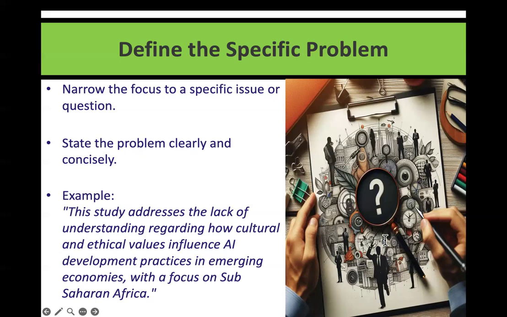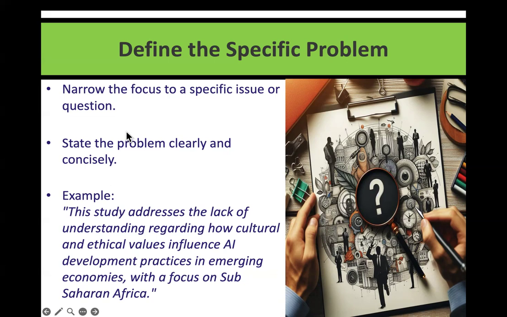To ensure that you define a specific problem, you have to try to narrow the focus. That's the first step. You identify the specific problem by narrowing the focus. Basically, you see that in the introduction, you start with your broad area of interest, and then you zoom in on a specific issue or a question. So in this example, we present an example of how we define a specific problem. We say, this study addresses the lack of understanding regarding how cultural and ethical values influence AI development practices in emerging economies. We will focus on Sub-Saharan Africa.